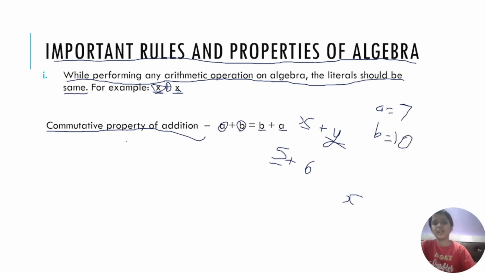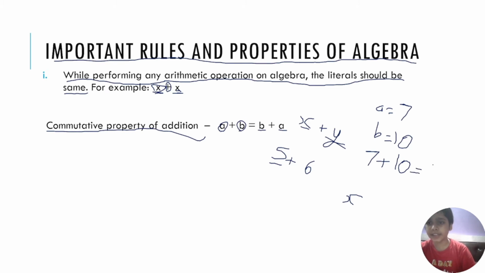So now according to the property, a plus b, that means 7 plus 10. I'll write here 7 plus 10. And what they have written is that 7 plus 10 will be equal to b plus a. And what is b?